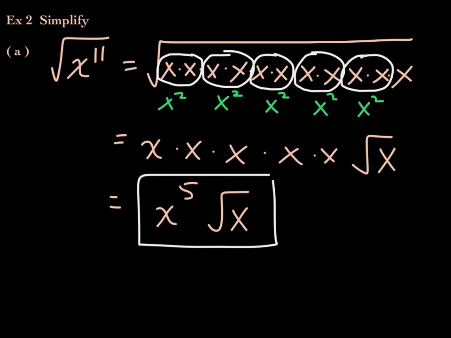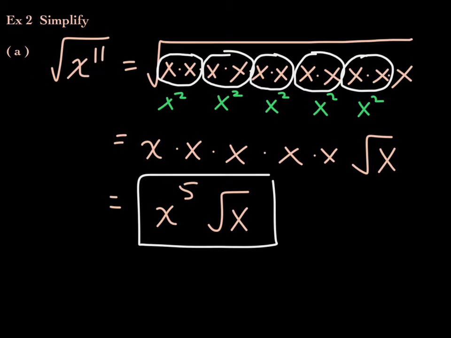Now, I want to show you a shorter way of thinking like this, all right? What basically this boiled down to is how many groups of the index can I make out of 11? How many groups of 2 can I make out of 11?